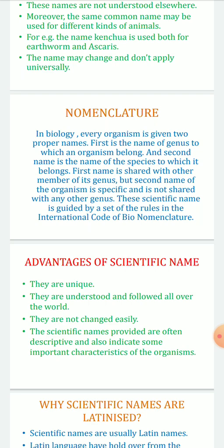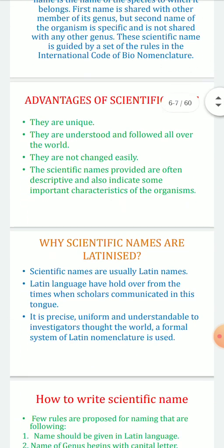What are the advantages of a scientific name? They are unique, as I told you, apart from the local name we discussed. They are understood and followed all over the world. They are not changed easily, and the scientific names provided are often descriptive and also indicate some important characteristics of the organism. Two names are given: the first is the name of the genus to which the organism belongs, and the second is the name of the species, which gives a characteristic of the organism.